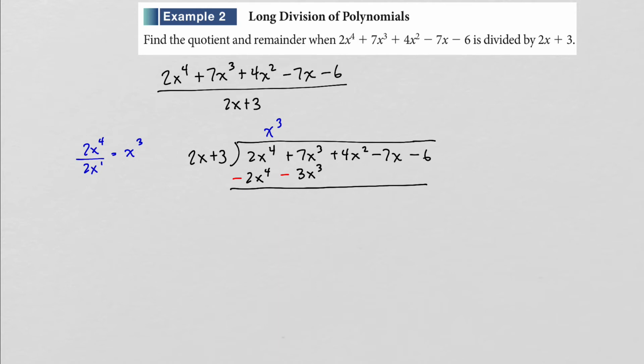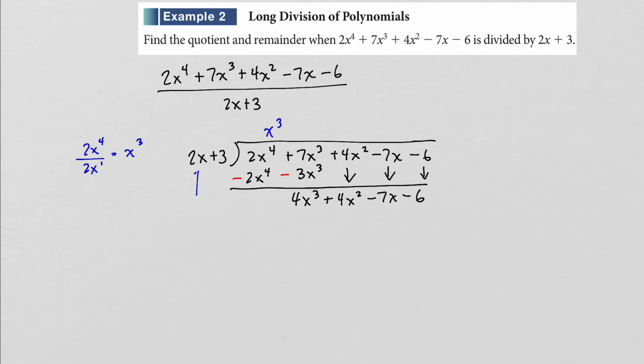Now we combine like terms. 2x to the fourth, take away 2x to the fourth, cancels. 7x to the third, take away 3x to the third, is positive 4x to the third. And then the rest of these we will bring down for the next step. And we're bringing those down because there is nothing added or subtracted to those. Then we repeat the process.